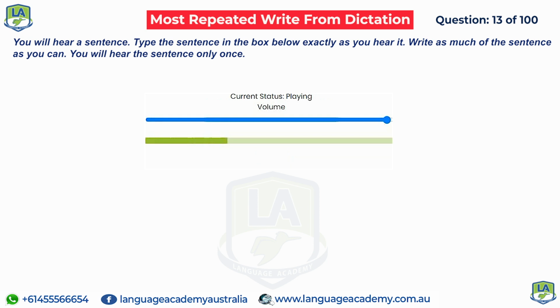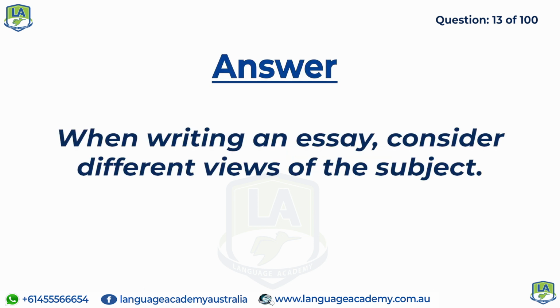When writing an essay, consider different views of the subject.